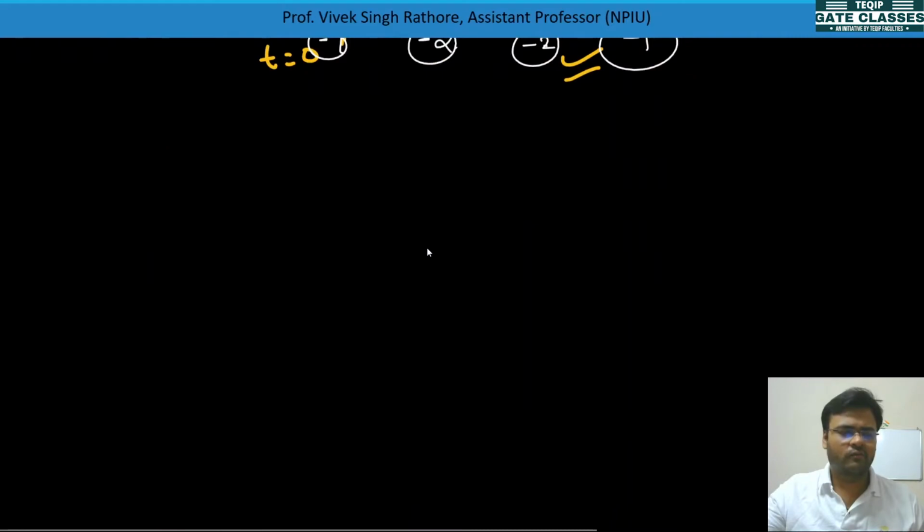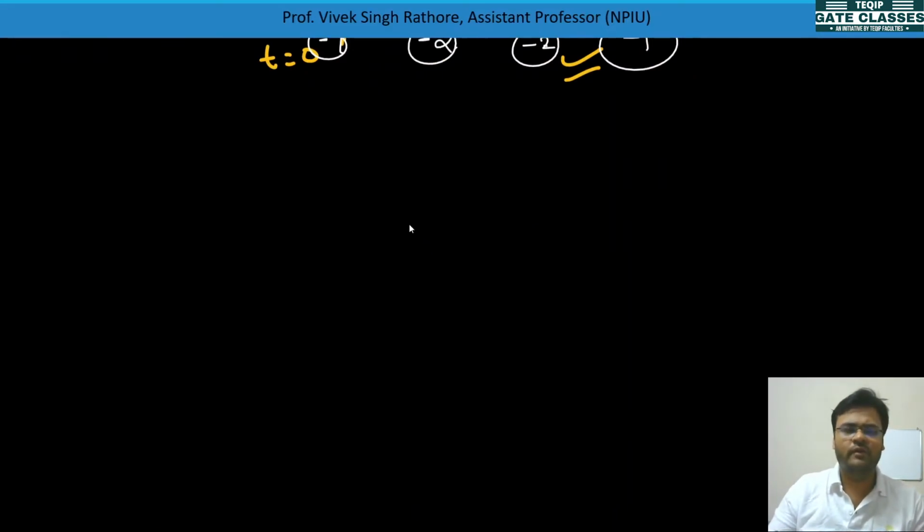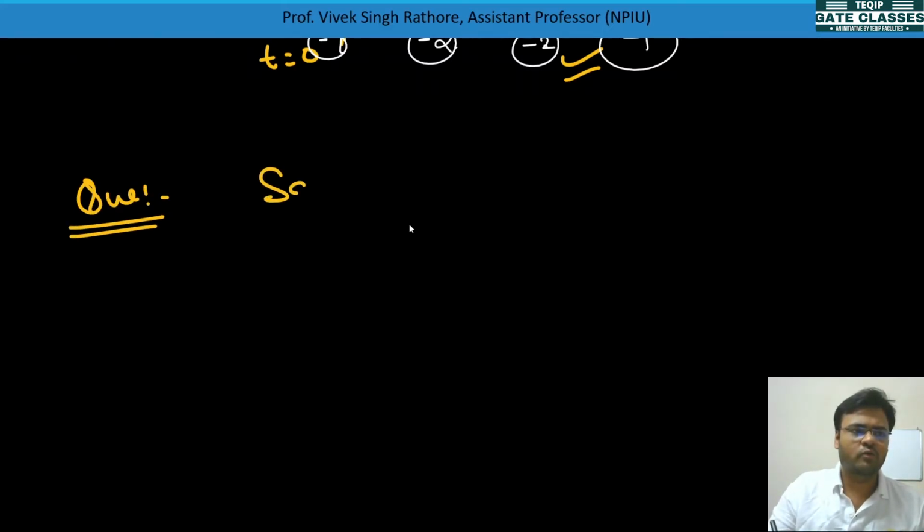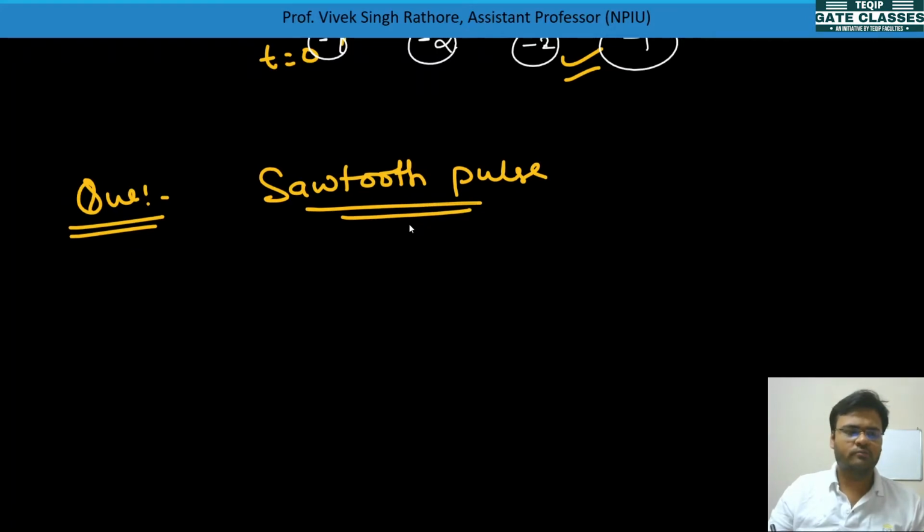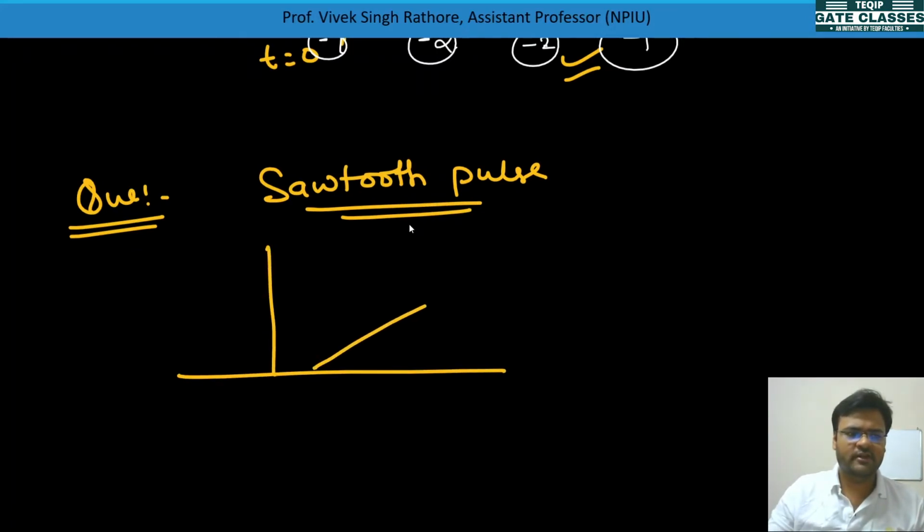Now I'll tell you one or two examples, from which we can understand how we can do this over some signals. I am taking one question from the sawtooth pulse, because seeing the sawtooth pulse you can understand the property of time reversal also. If you see, the sawtooth pulse is represented like this and like this. In this sawtooth pulse you can see both unit step and unit ramp also.